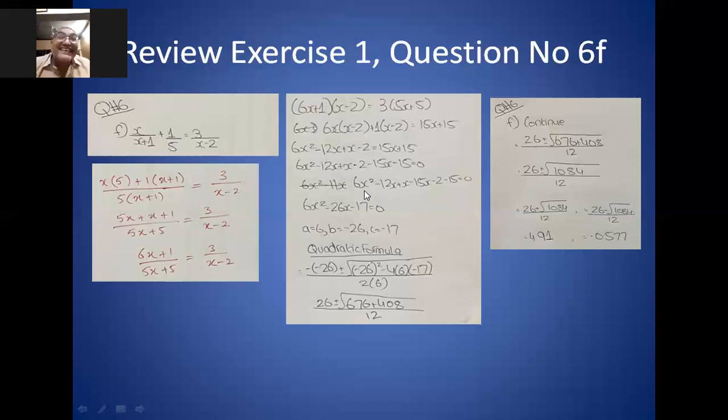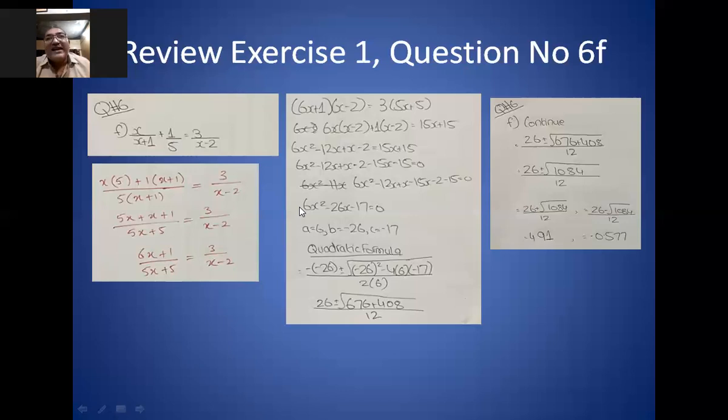So it will be 6x squared minus 26x minus 17 equals 0. Now this is in the form of the standard quadratic equation. The coefficient of x squared is a, and that is 6. The coefficient of x is b, and that is minus 26. And the constant term is c, and that is minus 17. So we will apply the quadratic formula. The quadratic formula is minus b plus minus under root b squared minus 4ac, divided by 2a.